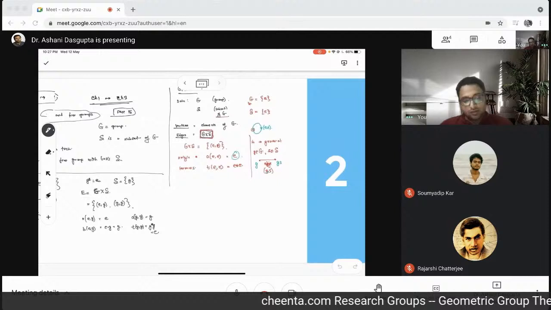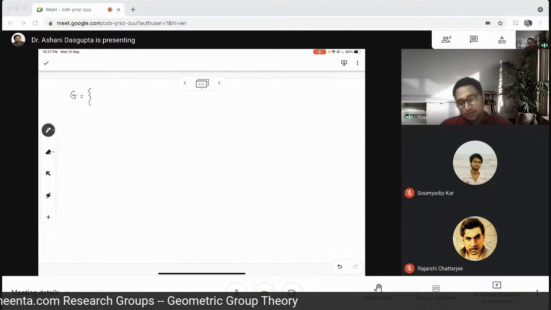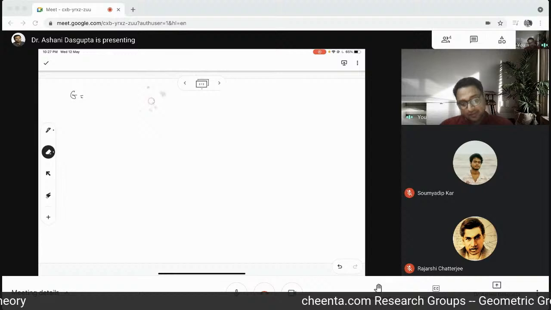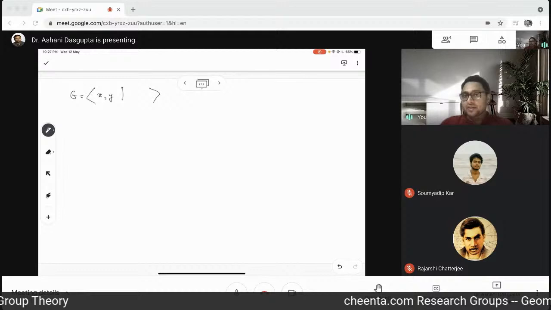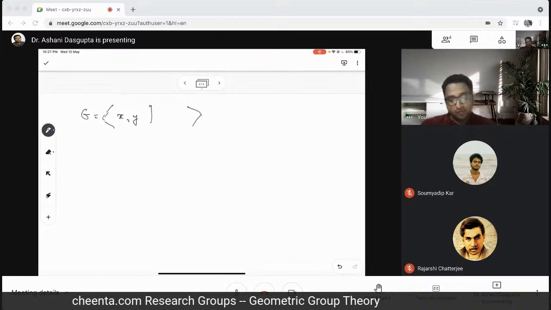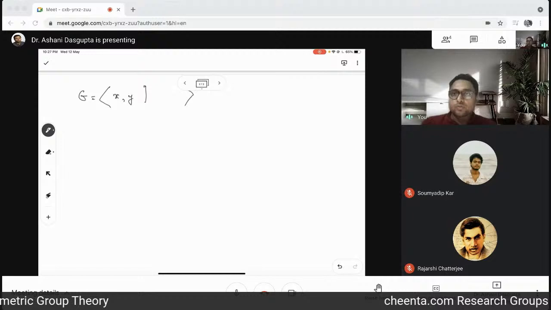So there is a group G where there are many elements, and I'll write it. Okay, maybe I can write it like this. There is X and Y. Let's suppose these are the two generators of this particular group. And there is no relator. In a way, that is one way to say that the group is free. Okay, so now, how do we go about it?